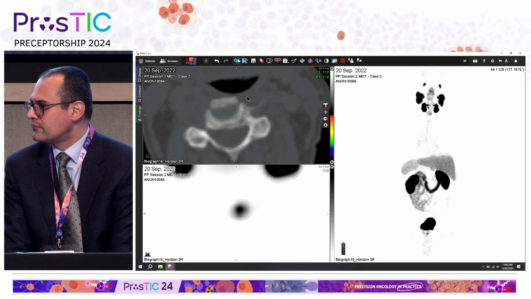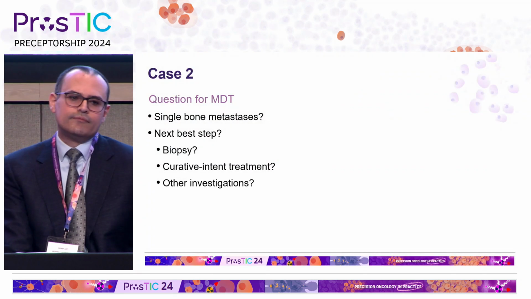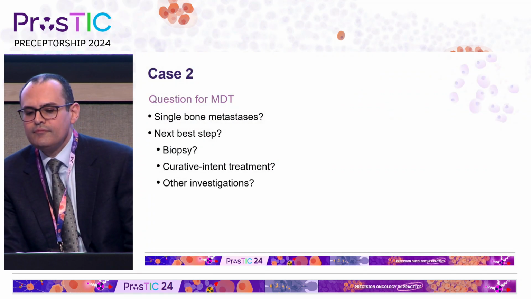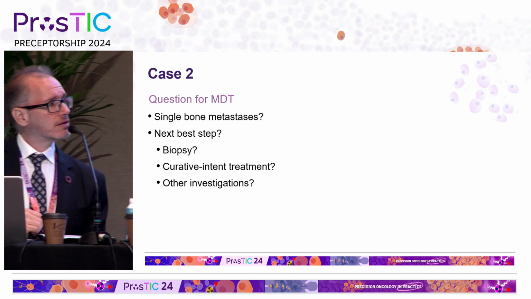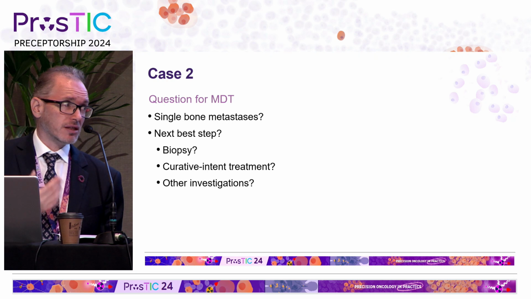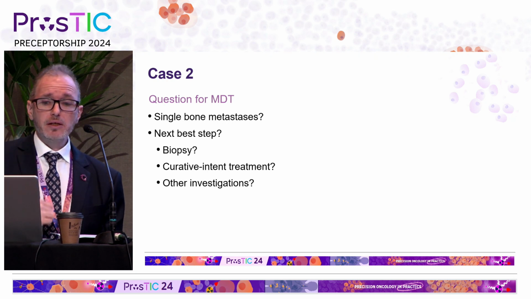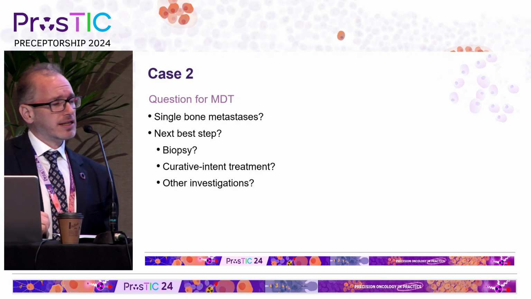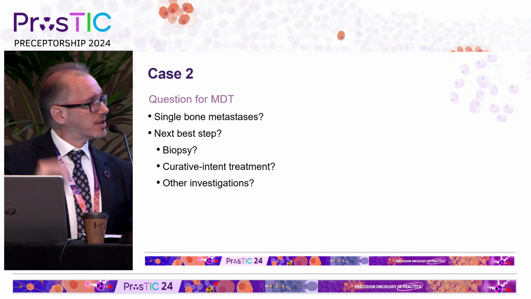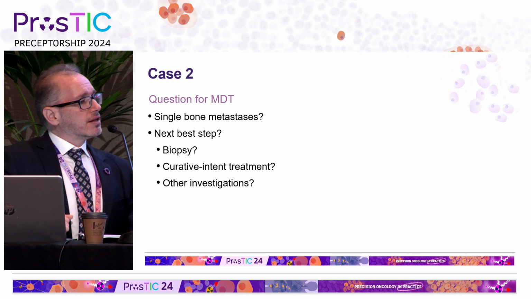If we can switch back to the other laptop, I think the question for the MDT was, this was reported as a single bone metastasis. It's got an SUV of 14. It really stands out. It's not in the equivocal range. It's not low. This is really intense uptake, but there's a single lesion. Dan, as the treating urologist, hypothetically, what would you do next?